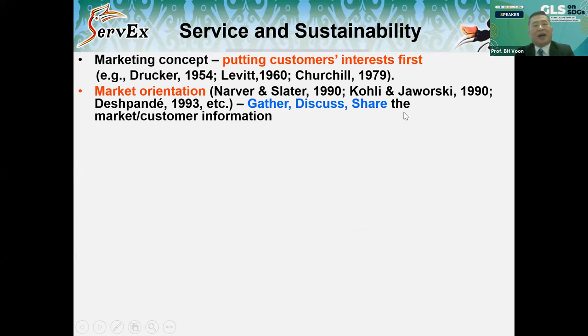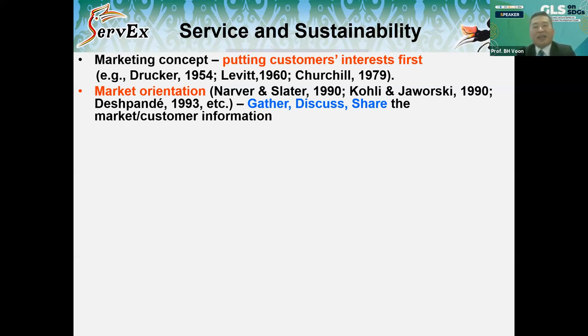So if we really read the history of the related theories, like the marketing concept, I'm from the field of marketing. We understand that marketing is to put the interests of the customers first. So in the education sector, we have various stakeholders, so you will have to really put the interests of the various stakeholders, especially the students' interests, first.